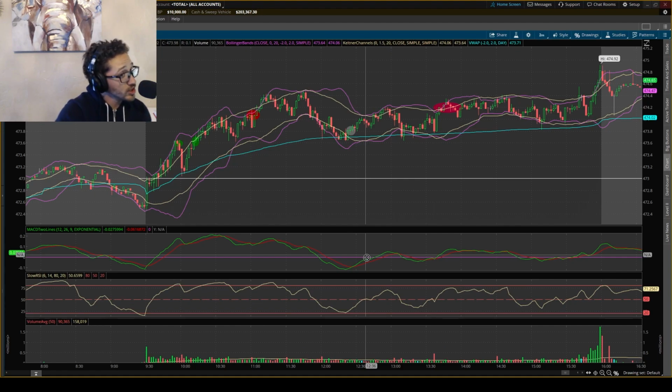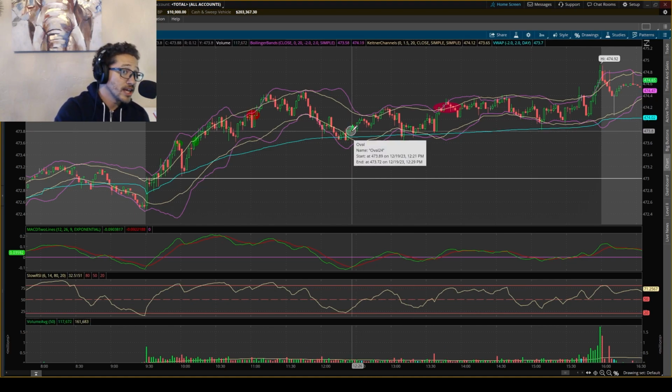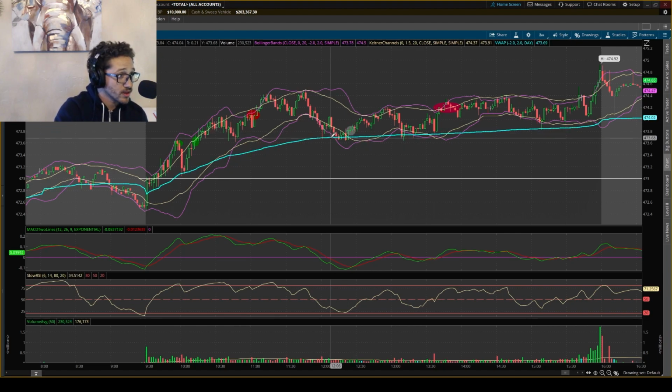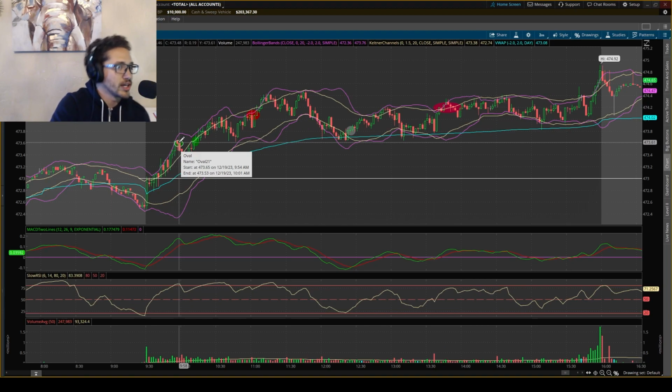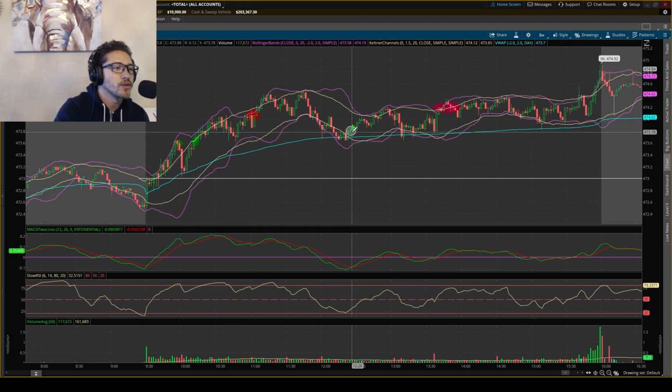But I will tell you this, although these two entries don't look like the best, this one was a pretty damn good entry. We basically marked the bottom at support. Same thing here. This was resistance, but then became support. We didn't know that at the beginning, but here we did know that, and that's how we snuck in a good entry.